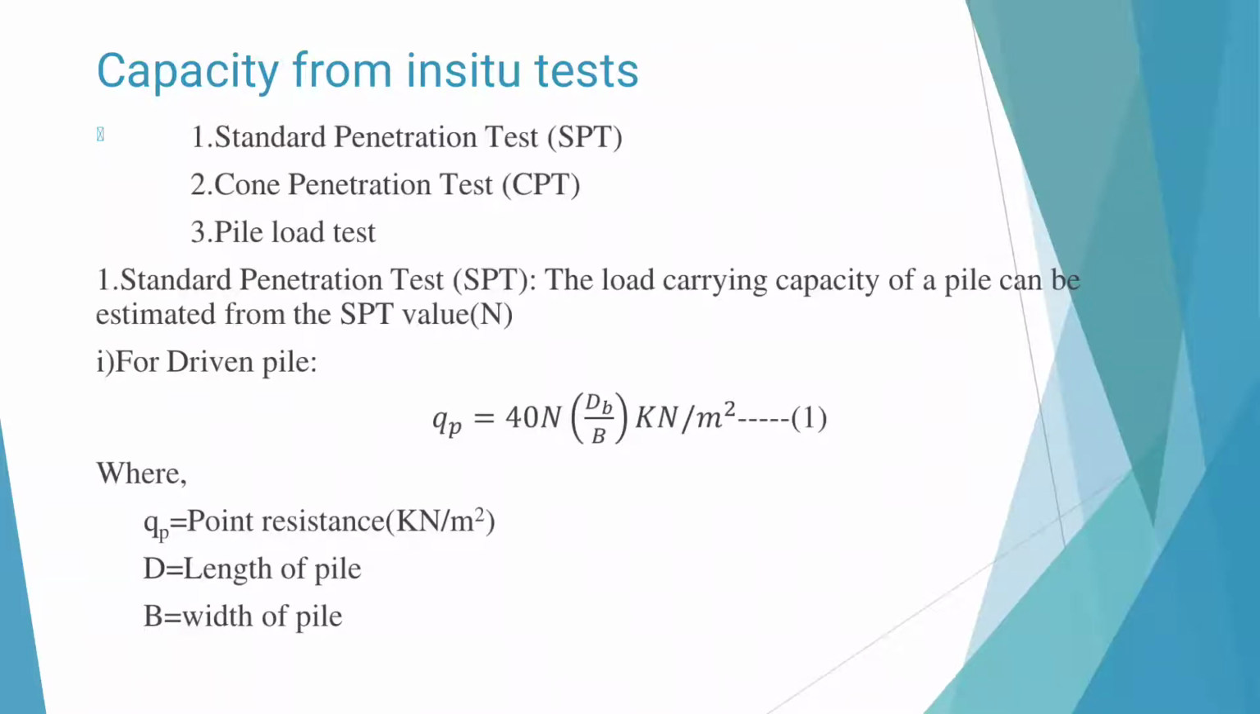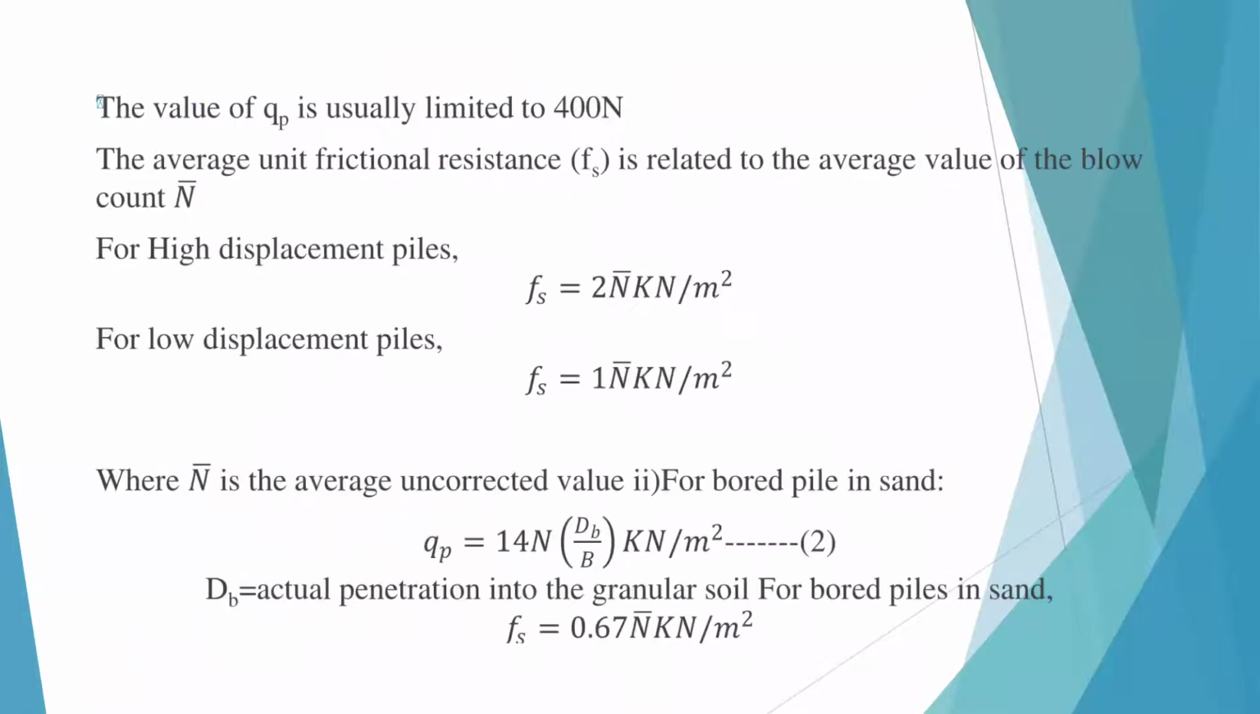So, in the standard penetration test, the load carrying capacity of the pile can be estimated from the SPT value, that is the penetration value. For a driven pile, Qp is 40 N D_b by B in kilonewton per meter square, where Qp is the point resistance, D is the length of the pile and B is the width of the pile. Next, the value of Qp is limited to 400 N kilonewton.